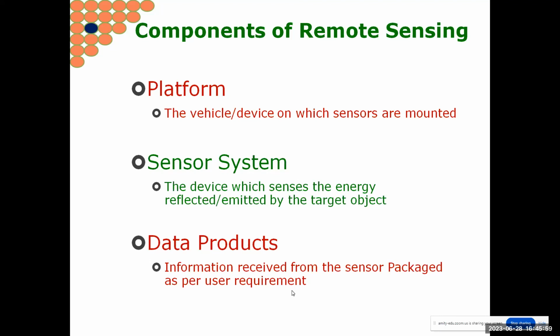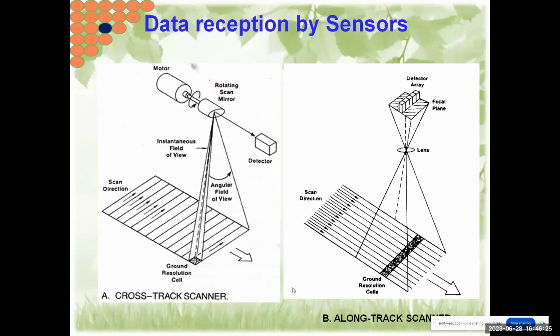So if you have some requirements, or if you want some data, you have to receive the energy as per requirement from the satellites, because in the universe there are n number of satellites and each and every satellite has its own specification or its own targets. So on behalf of your requirements, you can go through the satellite specifications for getting the satellite data. So what is the working principle of data reception by the sensors?